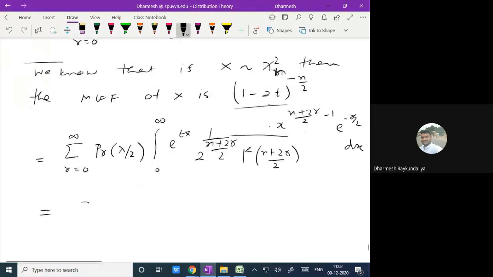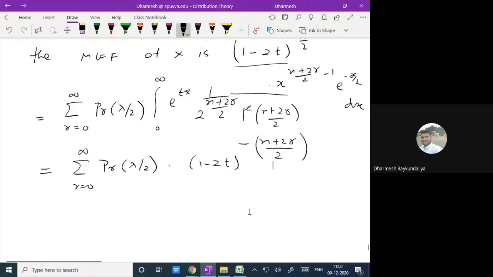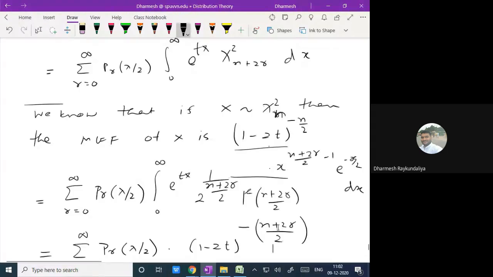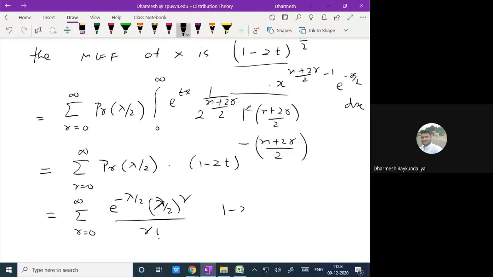So we can write it as the summation over r equal to 0 to infinity of the Poisson probability of r with parameter lambda by 2, times 1 minus 2t raised to minus n plus 2r by 2, instead of n. This is the MGF of the chi-square distribution with n plus 2r degrees of freedom. So what is the Poisson form? It is the summation over r equal to 0 to infinity of e raised to minus lambda by 2, times lambda by 2 raised to r divided by r factorial, times 1 minus 2t raised to minus n plus 2r by 2.